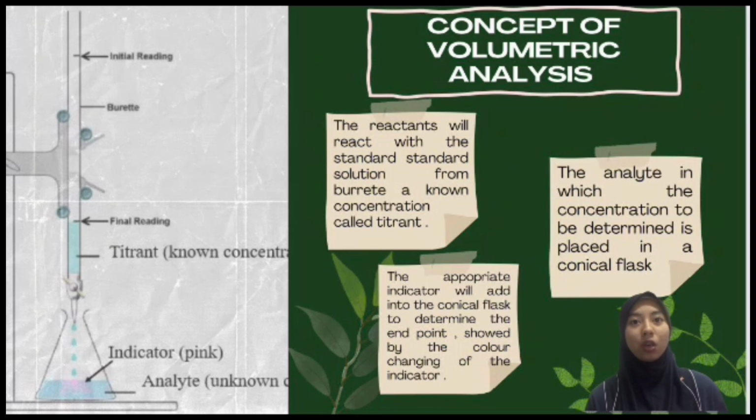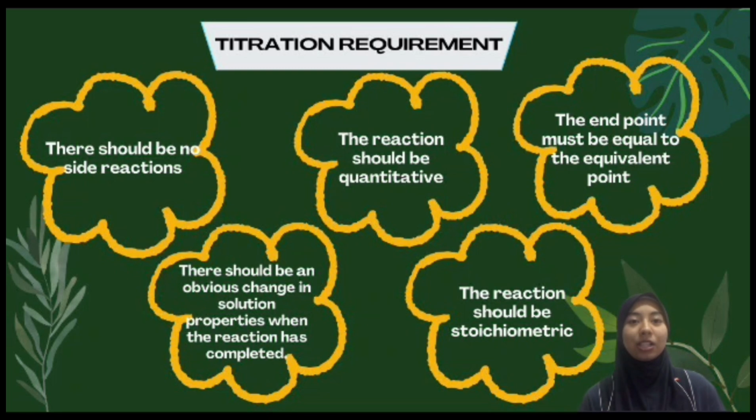Next, we're moving on to the concept of volumetric analysis. First, the reactant will react with a standard solution from the burette, of known concentration, called the titrant. The analyte, whose concentration is to be determined, is placed in a conical flask. Lastly, the appropriate indicator will be added into the conical flask to determine the endpoint, shown by the color change of the indicator.